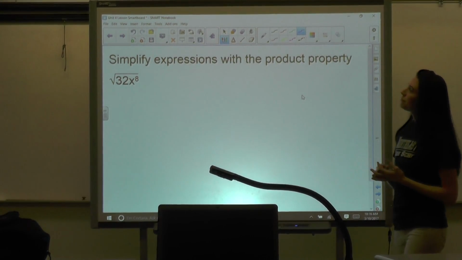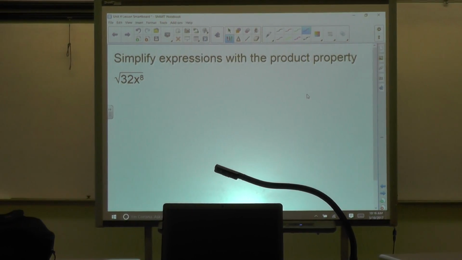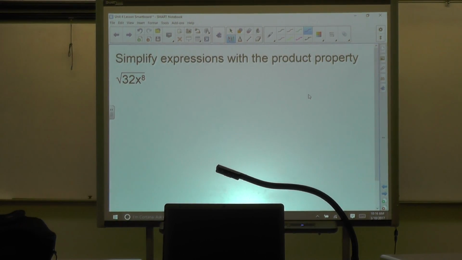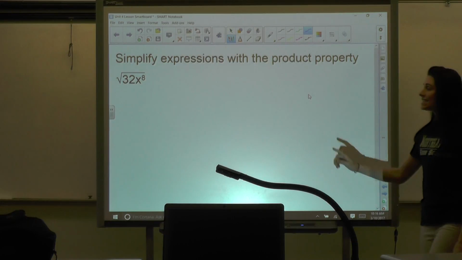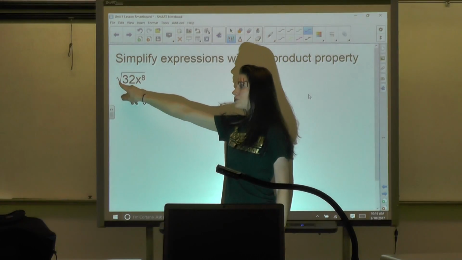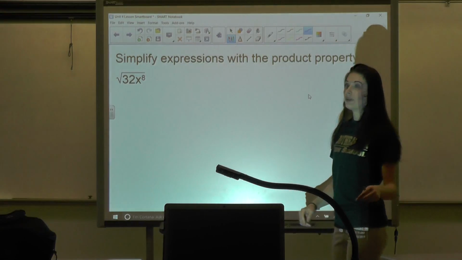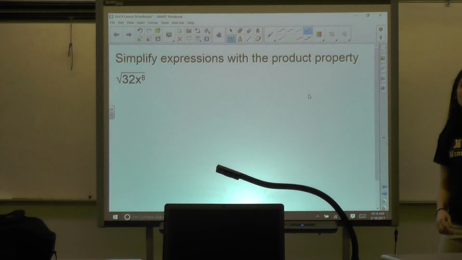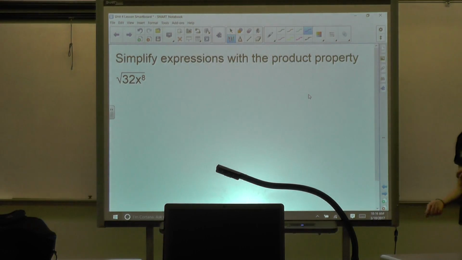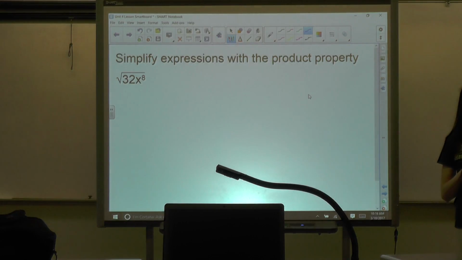Alright, so we're simplifying expressions with the product property. That's going to be the first thing we're doing. Basically, you're going to break down this radical into the most simplified terms. This is a square root, okay? With a square root, you have to have two of a number or two of the same variable in order to pull one out.